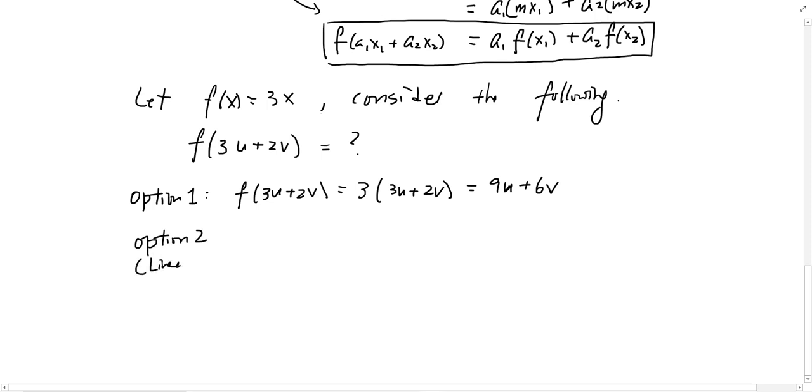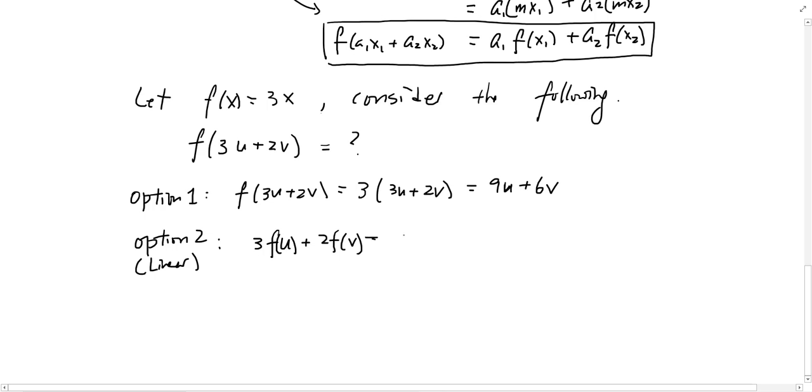And option 2 is only available because we have a linear function. What's option 2? Instead of doing this linear combination inside and then multiplying, how about we rewrite this into this form: 3f of u plus 2f of v. So instead of having a linear combination of u and v and plugging it through the function, we form the same exact linear combination, but with the output of the function, f of u and f of v instead. And because the function f in this case is linear, the output will be the same.